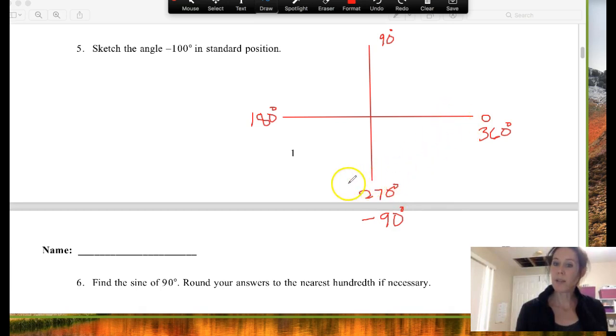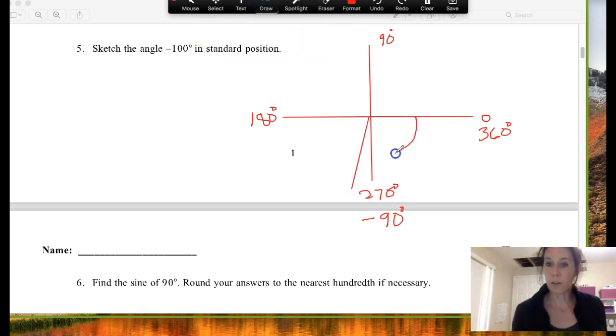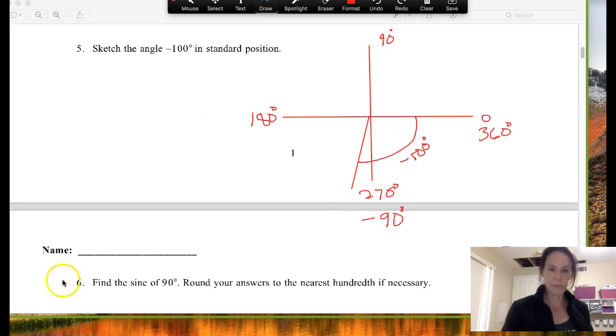And then I want to go 10 degrees more, so it's going to be about right here. Maybe that was a little too far out. About right here. There is my -100. From here to here, I go 100 in the negative direction. Positive is counterclockwise, negative would be clockwise. So there is my -100. Oh, I already marked it. All right, so number 5, there you go.